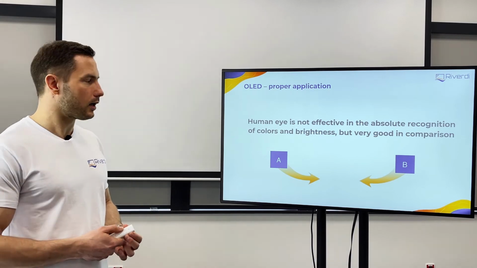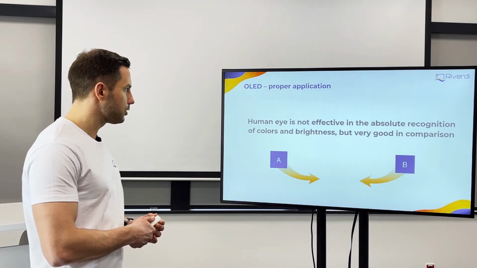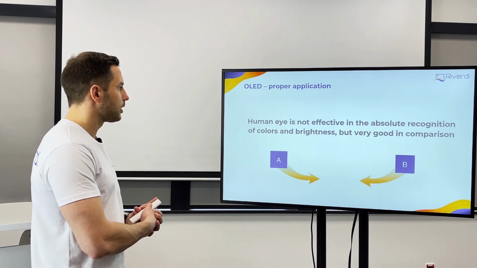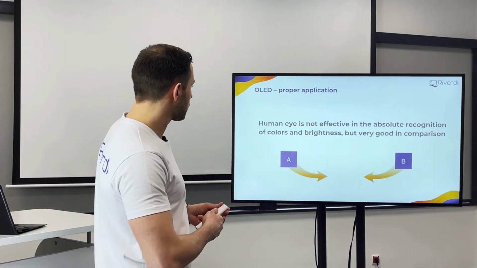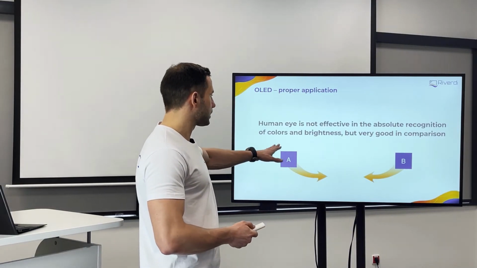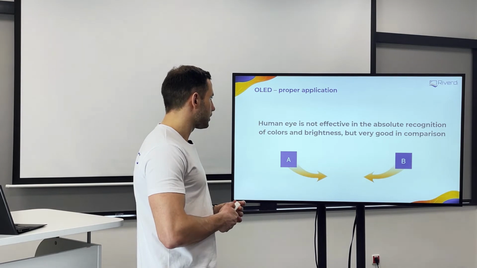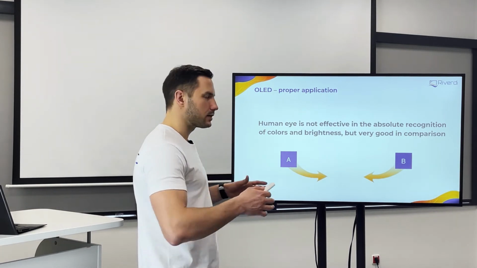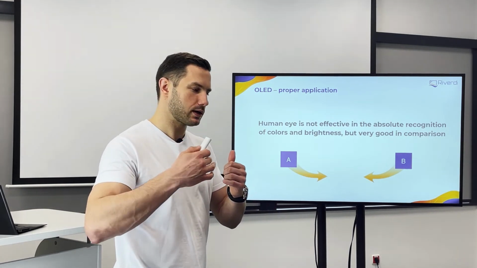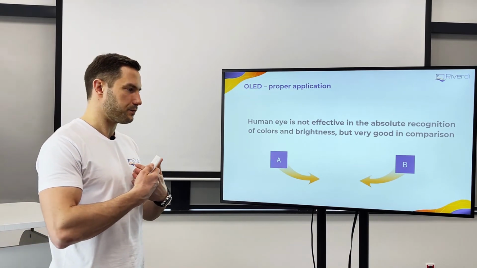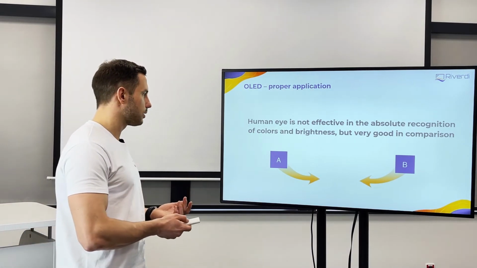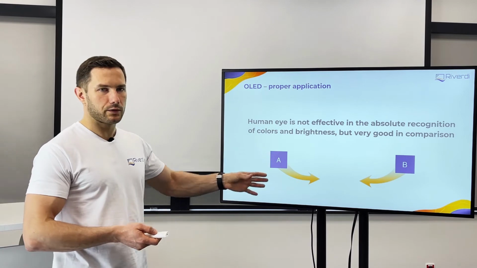Our eyes, let's say humans, are very good. We can recognize the colors very well, but the brightness we cannot recognize. I mean, we cannot tell what the brightness level is, something like that, but we are very good at comparison.